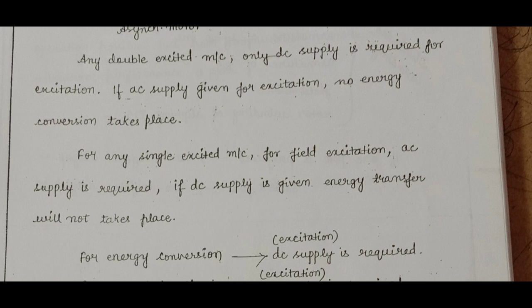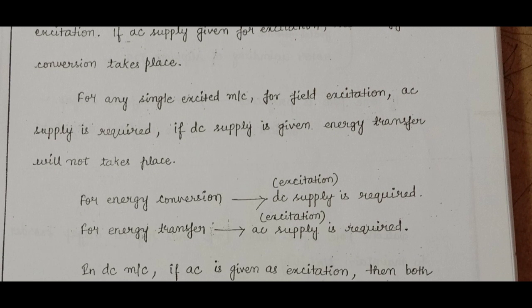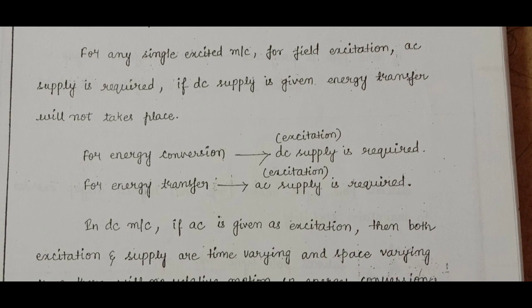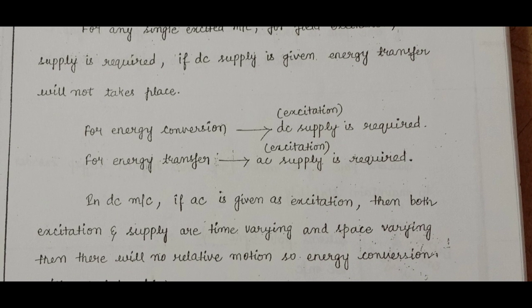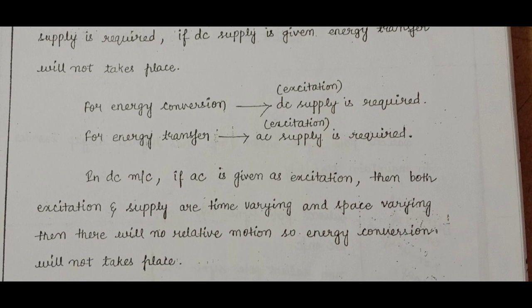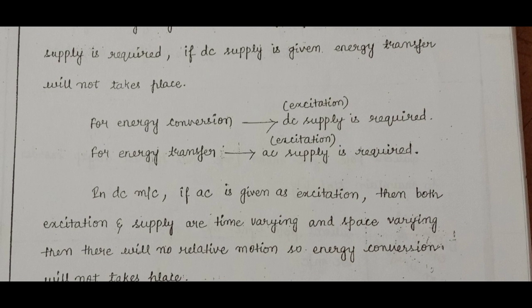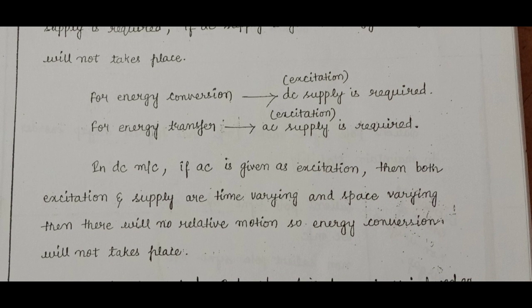If an AC supply is given for excitation, no energy conversion takes place. For any singly excited machine, for field excitation, AC supply is required. If DC supply is given, energy transformation will not take place.